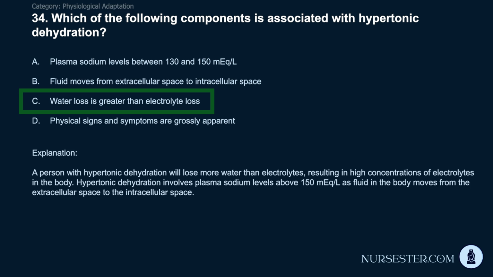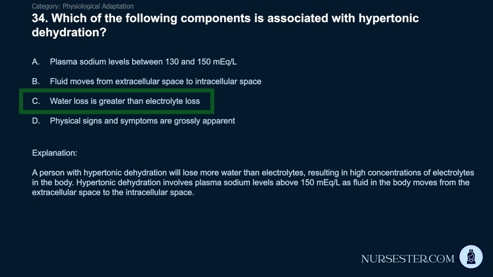A person with hypertonic dehydration will lose more water than electrolytes, resulting in high concentrations of electrolytes in the body. Hypertonic dehydration involves plasma sodium levels above 150 milliequivalents per liter as fluid in the body moves from the extracellular space to the intracellular space.